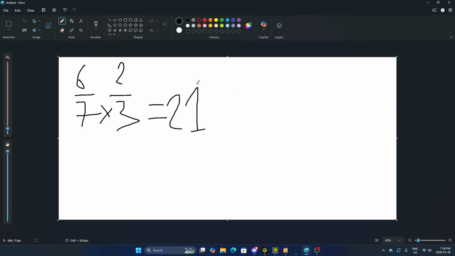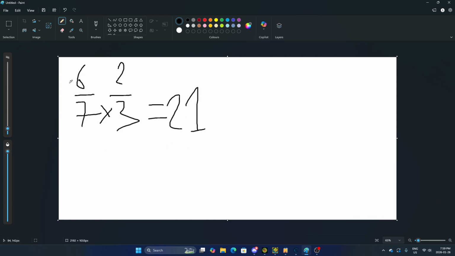So to find the common denominator of a fraction, say we have 6 over 7 and then 2 over 3. We multiply 7 by 3, which equals 21. Let me just fact check that in my head real quick. Yeah, 21. 7 times 3 equals 21.